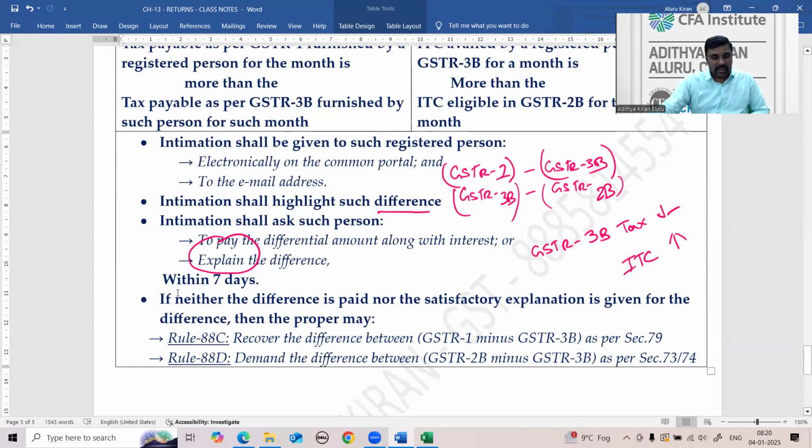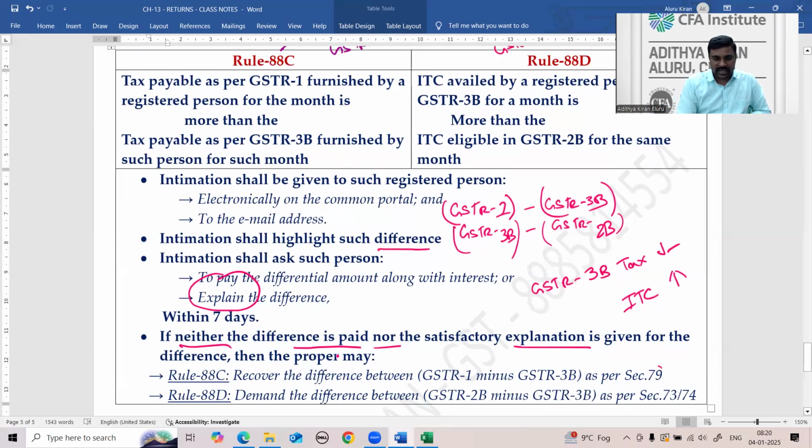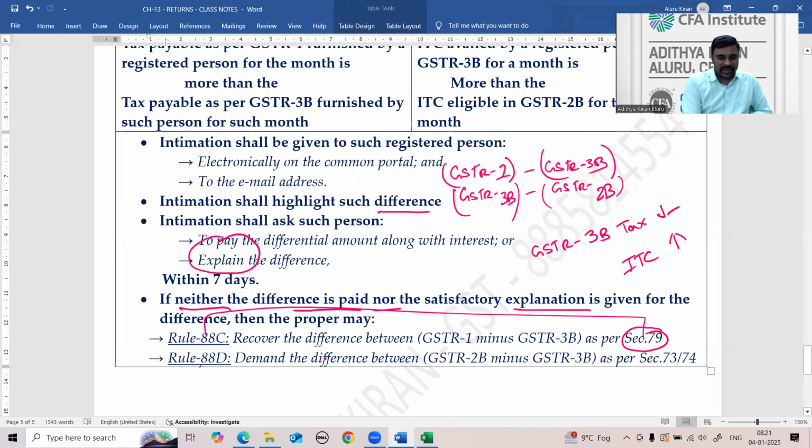If neither the difference is paid nor a satisfactory explanation is given for the difference, neither paid nor explained, then the proper officer will take action. If it is Rule 88C, the action will be taken as per section 79. If it is Rule 88D, action will be taken as per section 73 or 74.